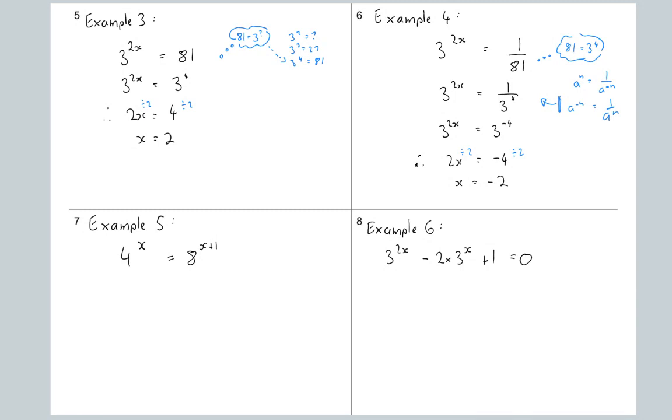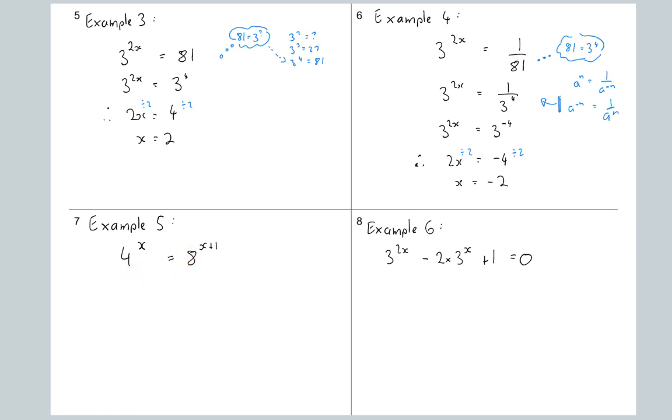Now what makes example 5 different from the other ones is that, yes, we have a base to a power and a base to a power. So that's okay, but they are different bases, so it doesn't work. The other thing to note is that 4 cannot be raised to any power and make it equal to 8, and similarly with 8. So they are entirely different bases.